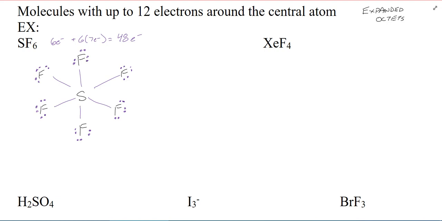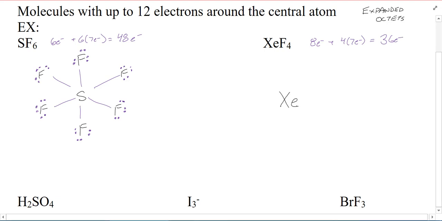Xenon tetrafluoride, another compound that actually exists. 8 electrons for xenon, plus 4 times 7 electrons for fluorine. So that's what, 28 and 8, 36 electrons. So xenon in the middle, because who's not in the middle? Fluorine. I'm going to do 4 corners. A lot of times we'll do it this way. You can do north, south, east, west. That works out great too.